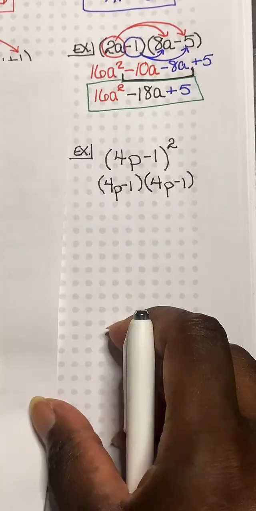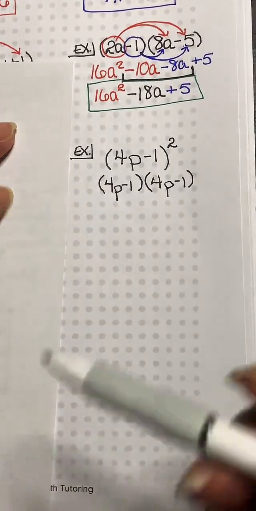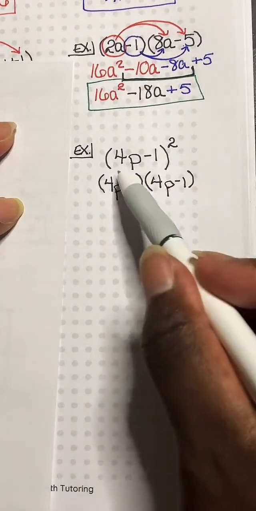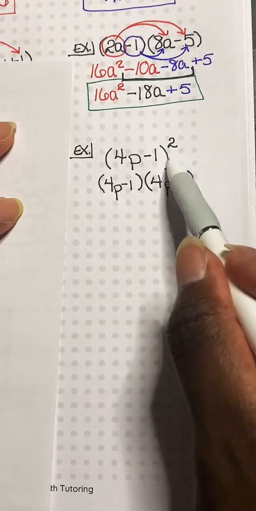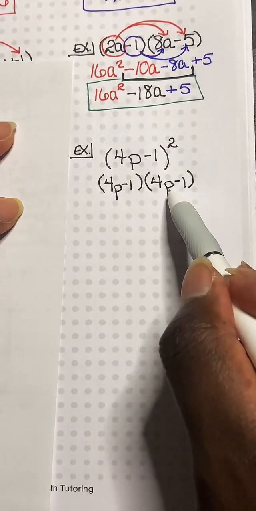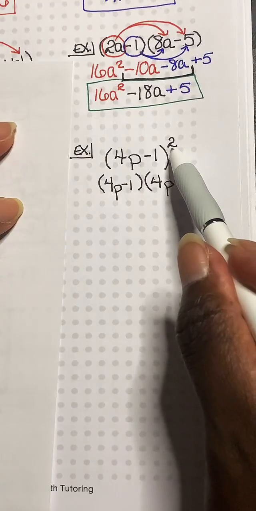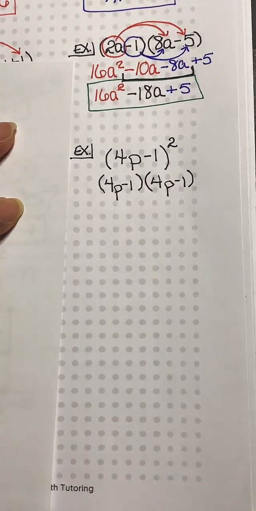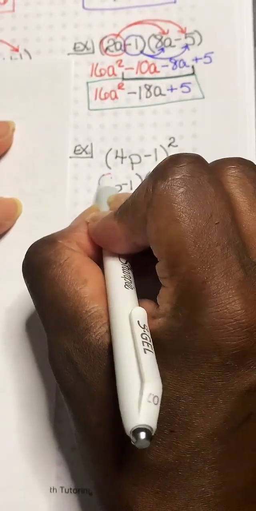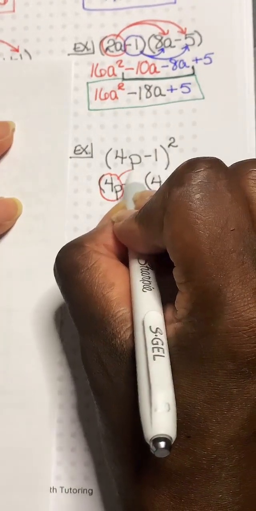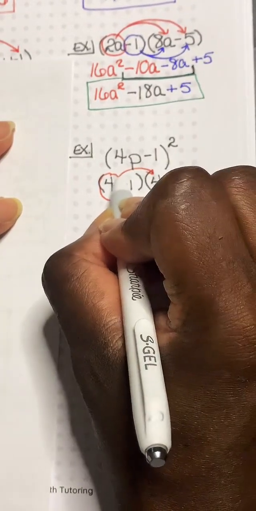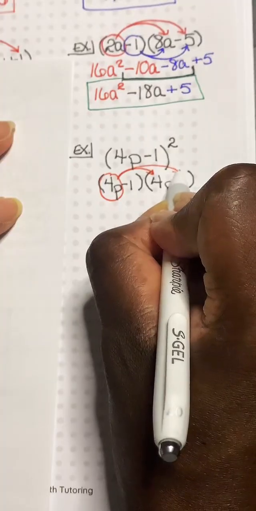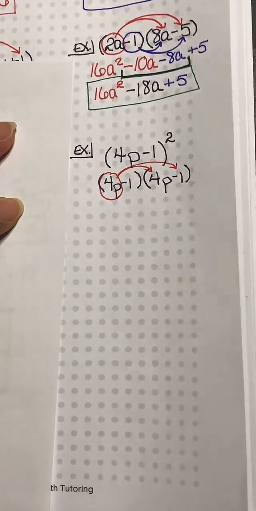I'm going to kind of cover this side up so it won't get too distracting. Basically, we're multiplying this base to itself. The exponent is telling you how many times you're going to multiply that base. Twice. Now, we're doing the distributive property. So we have our 4p, and we're going to multiply that 4p to everything inside of the second parenthesis.